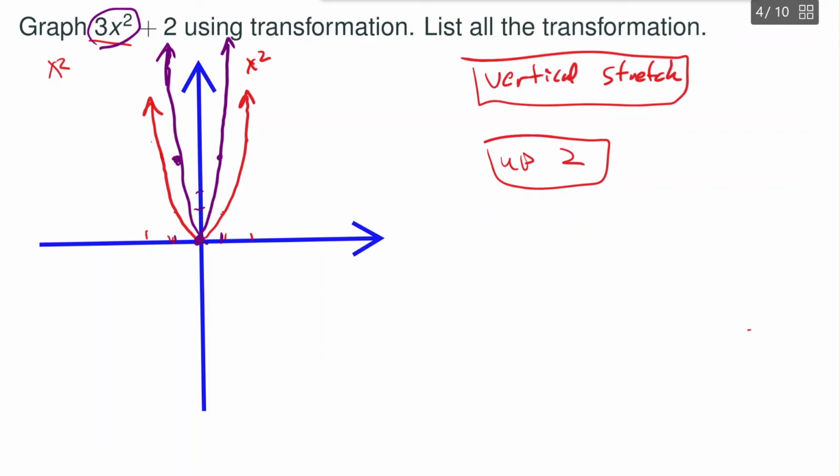So for the final graph, let me draw in this black color. So this is the final graph. And I also highlight it so you can see exactly. So it's narrow and up 2. So this is the final graph. So we apply the transformations of vertical stretch and vertical shift of up 2.